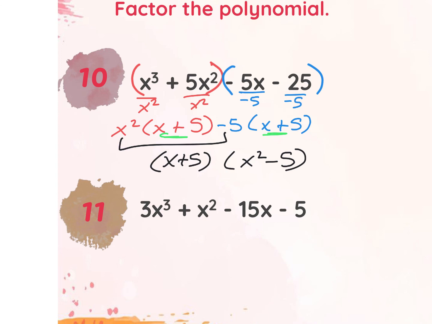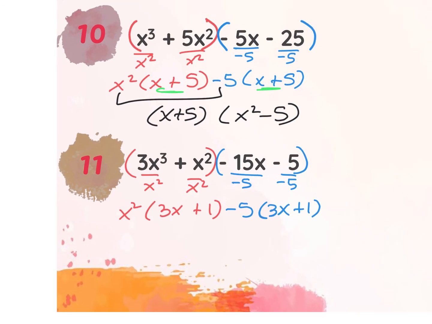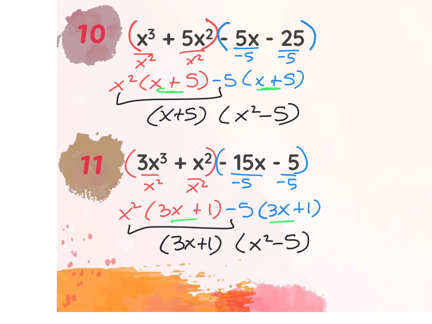Last example. Again, I'll make a red group and a blue group. GCF of my first group is x squared. Divide it out. Left with a 3x plus 1. GCF, again, I'm going to pull out the negative 5, so the parentheses look the same. And I'm left with 3x plus 1. Again, these look the same. Write it down. And again, group your GCFs. And that's factor by grouping and factoring perfect cubes.